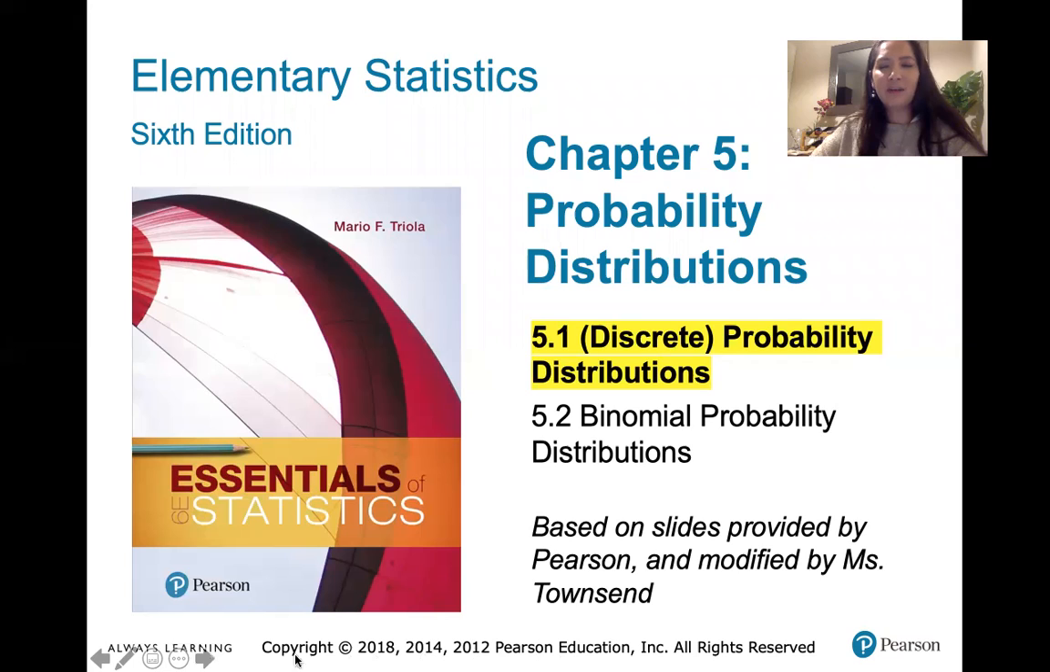So we're going to learn about those. We're going to introduce those in section 5.1. And then after we introduce those, in lesson 5.2 and section 5.2, we're going to talk about a special case, binomial probability distributions. This is all from Chapter 5 in Essentials of Statistics, 6th edition by Mario Triola.